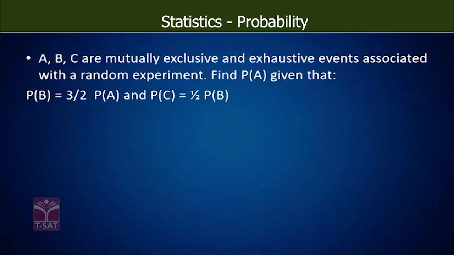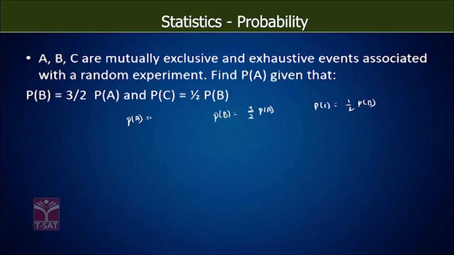A, B, C are mutually exclusive and exhaustive events associated with a random experiment. Find P of A given that P of B is 3 by 2 times P of A and P of C is half times P of B. We need to find P of A. So the relations are given right here. P of B is 3 by 2 times P of A. P of C is 1 by 2 times P of B.